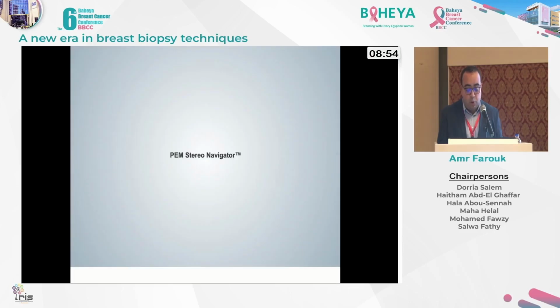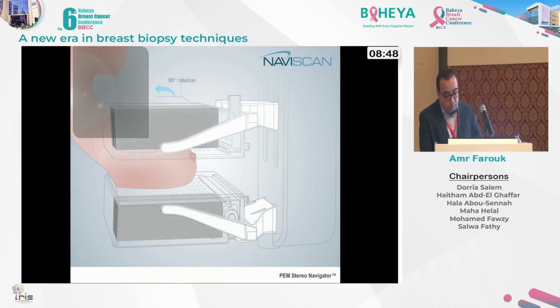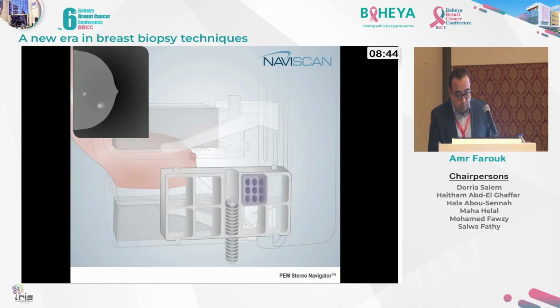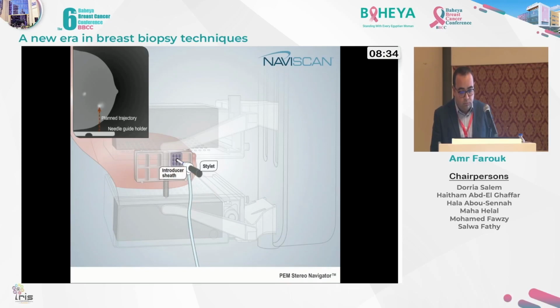This is a video showing the procedure of PEM stereo navigator. Naviscan PEMFlex PET imaging may be used to guide the core biopsy of a breast abnormality. A needle guide is installed between compression paddles of the Naviscan PEMFlex system. Software instructions help position a needle within the guide. Alignment of the needle track relative to the targeted abnormality is confirmed by PEM imaging with a positron emitting rod.